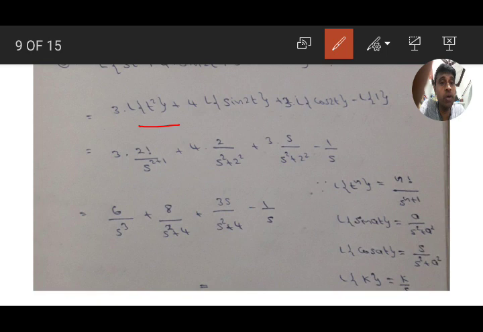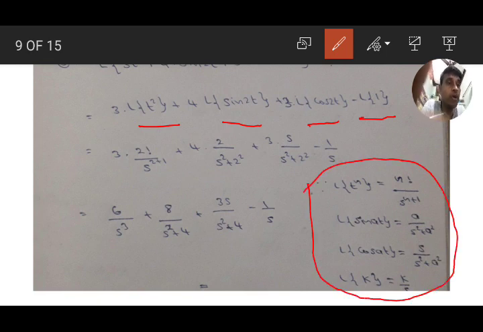So here we need the t to the power of n formula, sin 2t formula, cos 2t formula, and L of k formula. L of t to the power of n formula is n factorial by s to the power of n plus 1, L of sin at formula is a by s square plus a square, L of cos at formula is s by s square plus a square, L of k formula is k by s. So for t to the power of n formula, where n equal to 2, we get 2 factorial by s to the power of n plus 1. Sin 2t formula, where a equal to 2, so 2 by s square plus a square. Cos 2t formula, where a equal to 2, so s by s square plus a square. L of k formula, where k equal to 1, we get 1 by s.